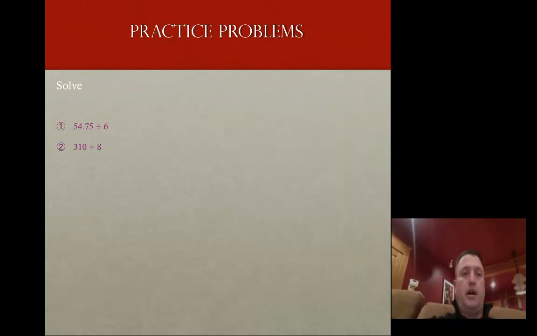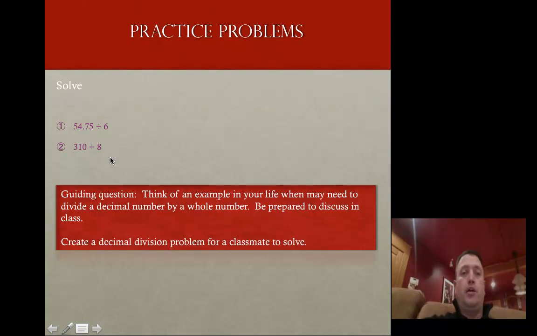All right, so here are your practice problems for tonight. You've got 2 of them, all right? So extend the decimal point as needed. Okay, you'll see you've got a whole number here. You may need to extend this with decimal points. Here is your guiding question. Think of an example in your life when you may need to divide a decimal number by a whole number and be prepared to discuss in class.